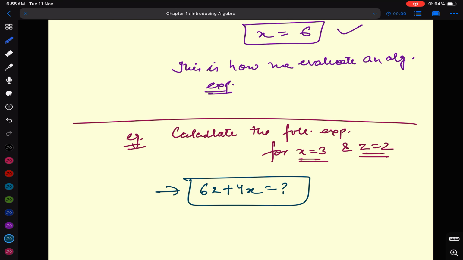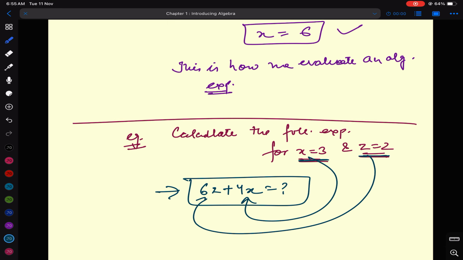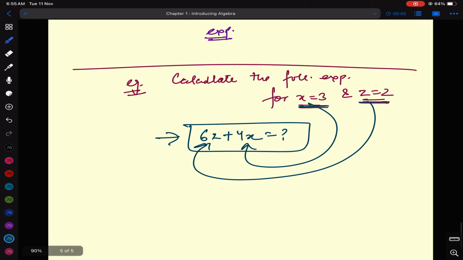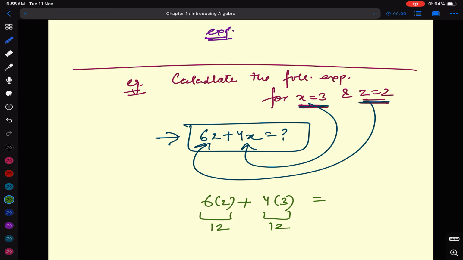So now here we will be substituting the respective values. So x will be substituted as 3, z will be substituted as 2. So that is going to give us the value as 6 times 2 plus 4 times 3, and that is 12 plus 12, which is 24. Right, so the answer to this expression is 24. Clear?